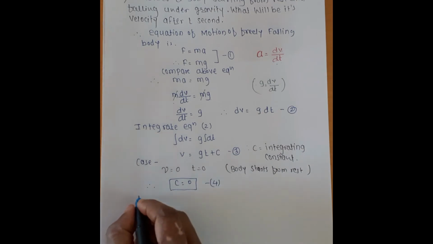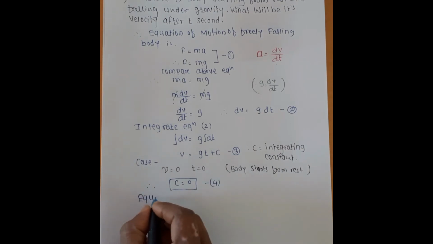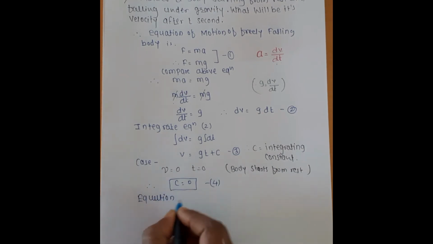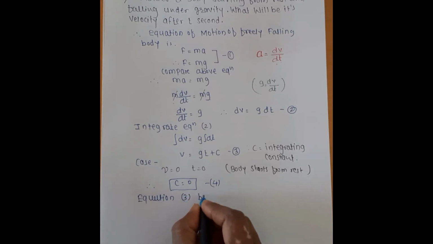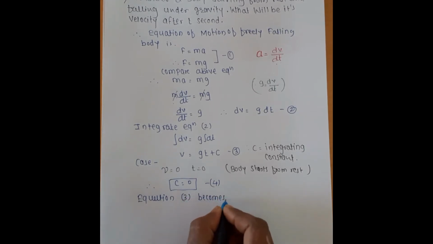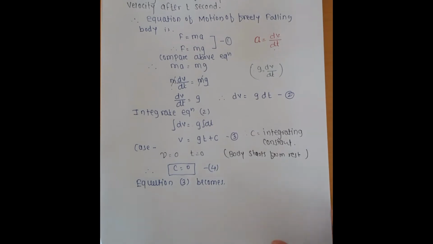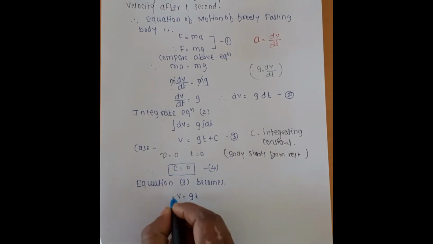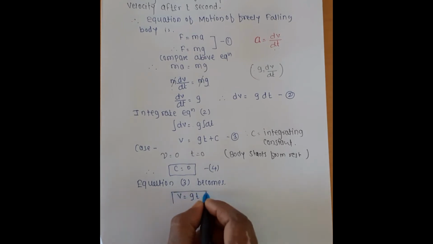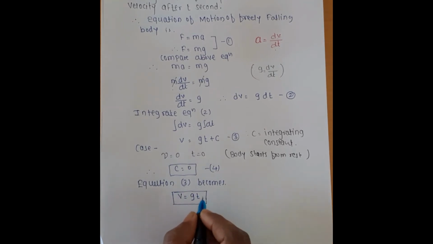Equation 3 becomes, the value of equation 3 is what? V is equal to g into t. Okay, this is the velocity after t seconds.